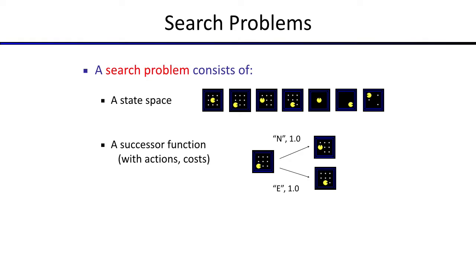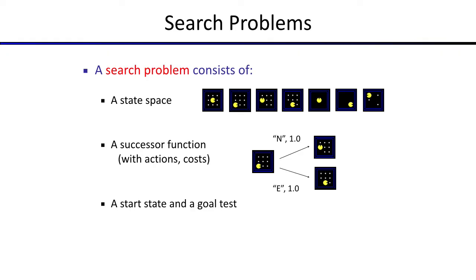So that's the second piece of a search problem. And the last part is a start state and a goal test. Start state, pretty straightforward. It's which configuration of the environment are we starting in. A goal test is not as straightforward because it's not necessarily just one state.